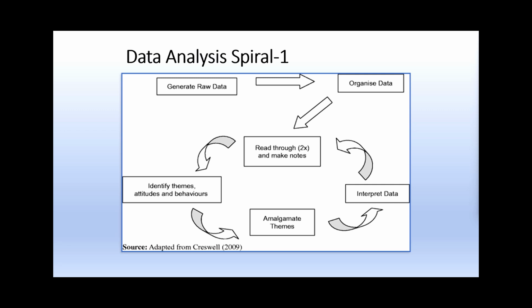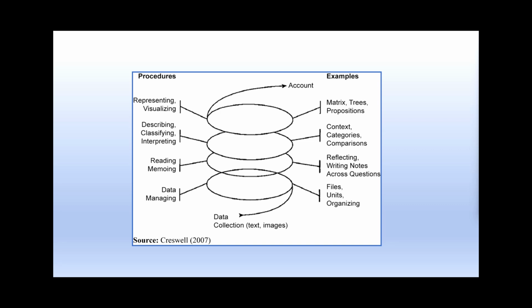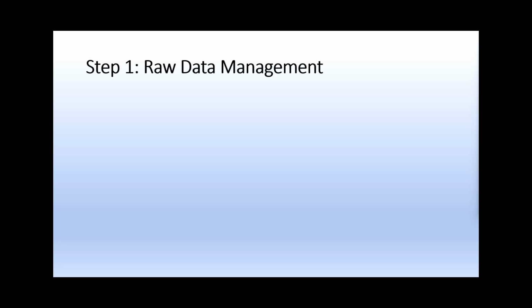So data analysis, we have this spiral one where we generate raw data, organize data, read through the notes and read the transcript, identify themes, then aggregate them, then interpret data. The same procedures, you collect data, then you go to data management. That's when you organize your data. You read and memoing. So in reading and memoing, you're reading your transcript and writing small text of things that come across your mind while reading this transcript. You describe, classify, and interpret what you have written or what you have analyzed. Then representation.